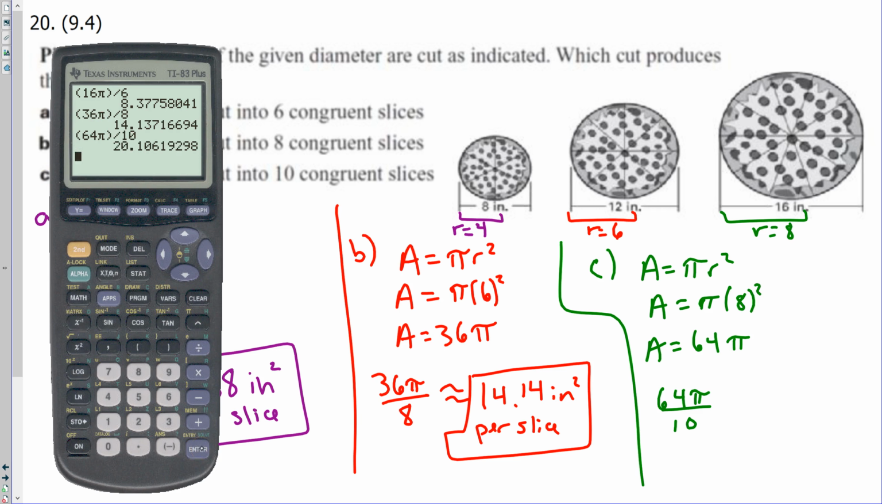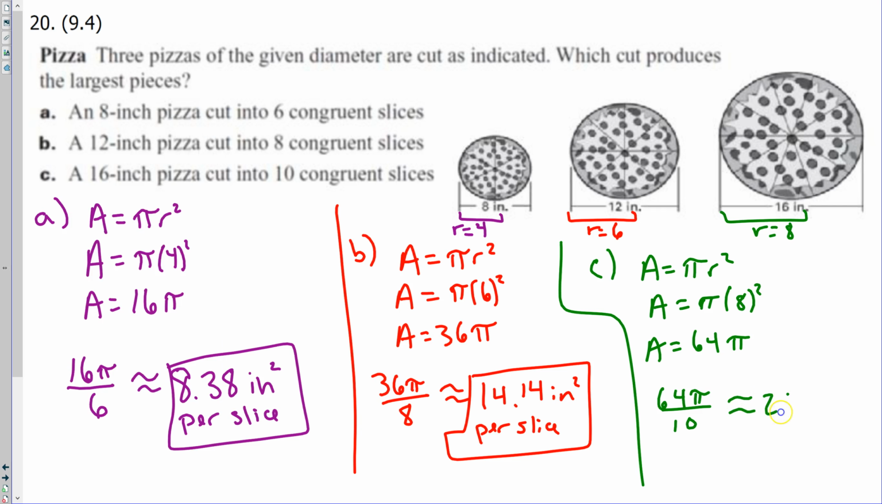Oh man, look at that. 20 square inches of pizza. That's pretty awesome. So 20.11 actually for the big one. So square inches per slice. Definitely kind of motivates you for that bigger size pizza, huh?